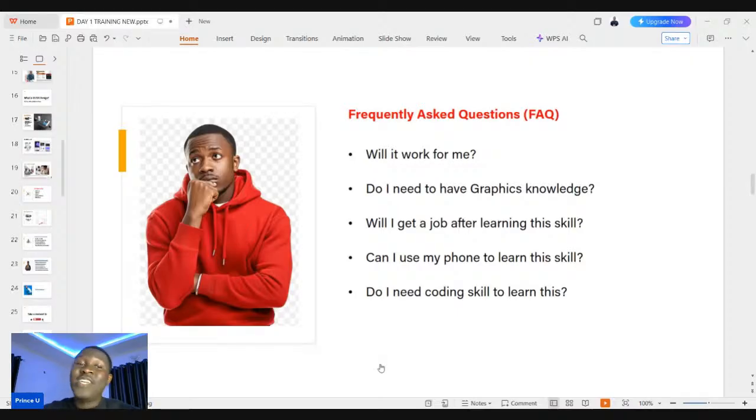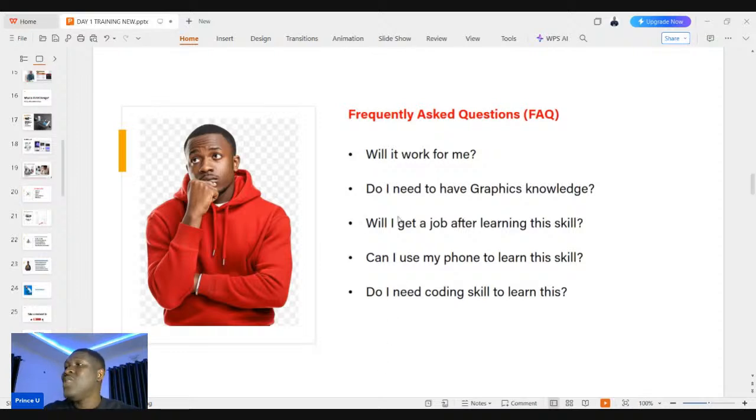Some people say, will you give us a certificate after the 2 weeks? 2 weeks is to give you foundation. You have to build on it. But once you build on it, you will definitely get a job.